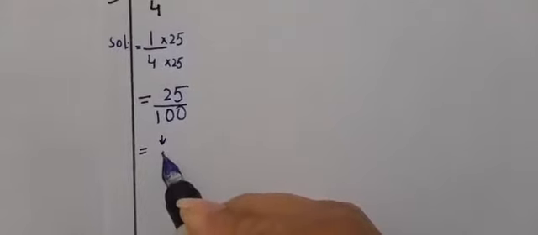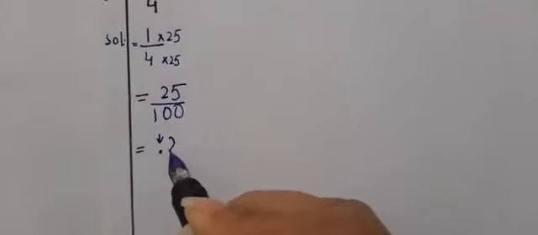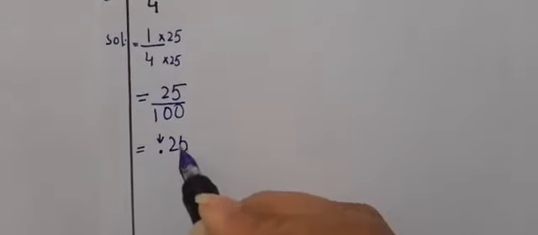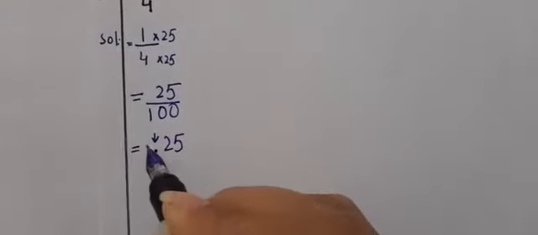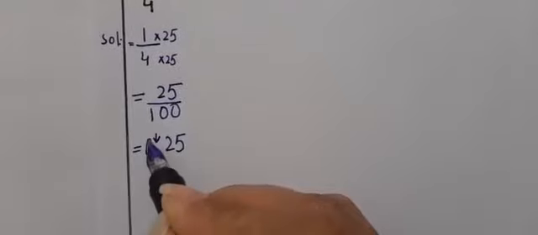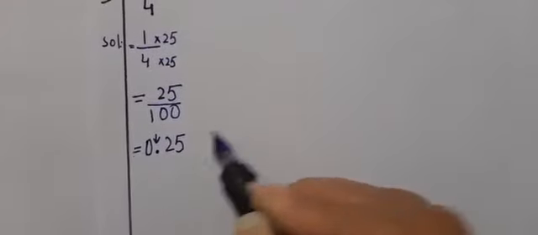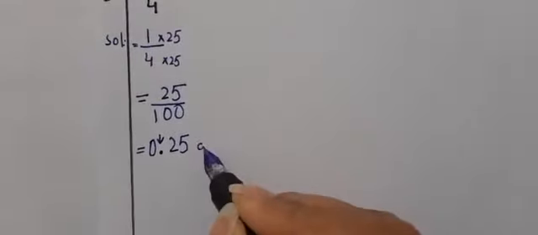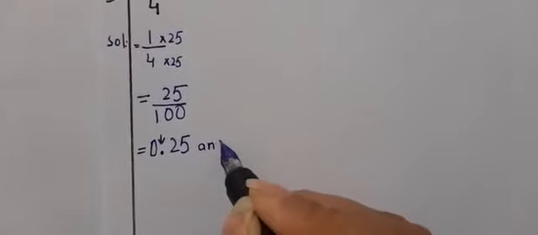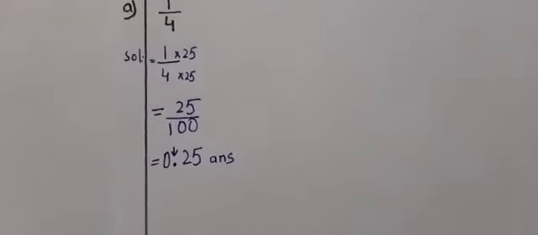This one will turn into the point, and 2 and 5, and I have also told you writing the 0 before the decimal point does not change the value. So 1 by 4 as a decimal is 0.25. Okay.